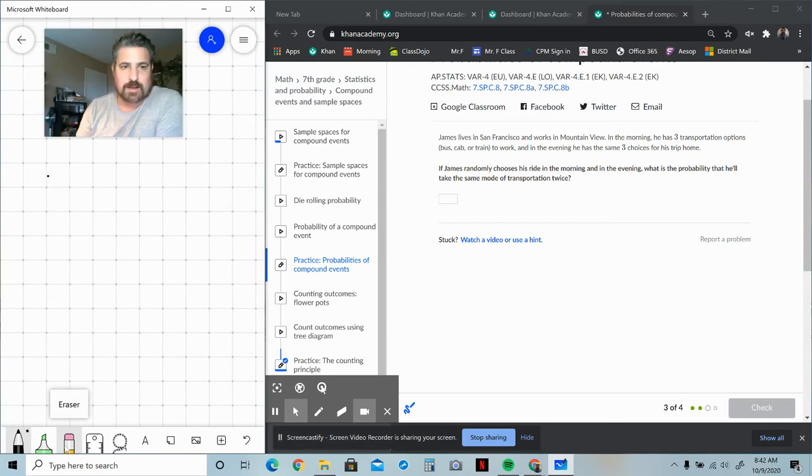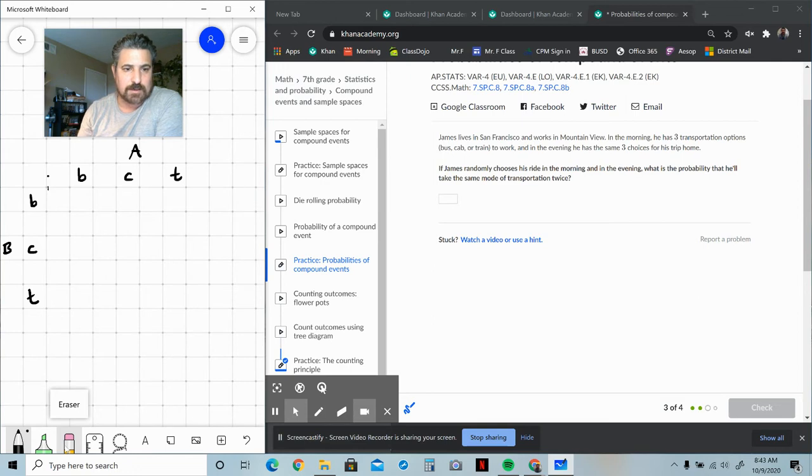You'd have event A, which is the trip to work, and the 3 things are bus, cab, or train. So I'm going to say bus, cab, or train. And then you've got event B, which is the trip home, which is going to be bus, cab, or train, B, C, T. And then you've got all these places where they're going to be overlapped.